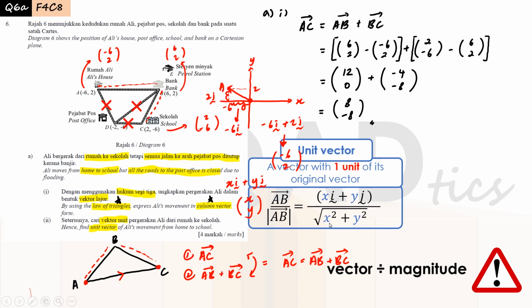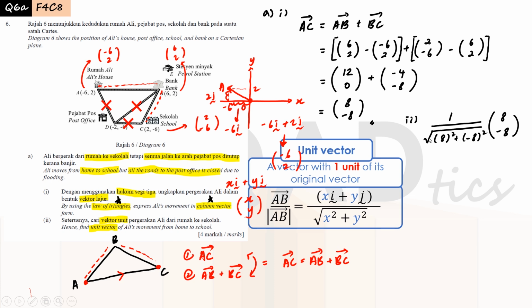Okay, so the magnitude x and y here is actually the numbers of the column vector, which is 8 and minus 8. Alright, so here what we can do is we write out the original vector first, 8 and minus 8, and we divide with the magnitude. So I just substitute the 8 inside the x and y here to get this result.